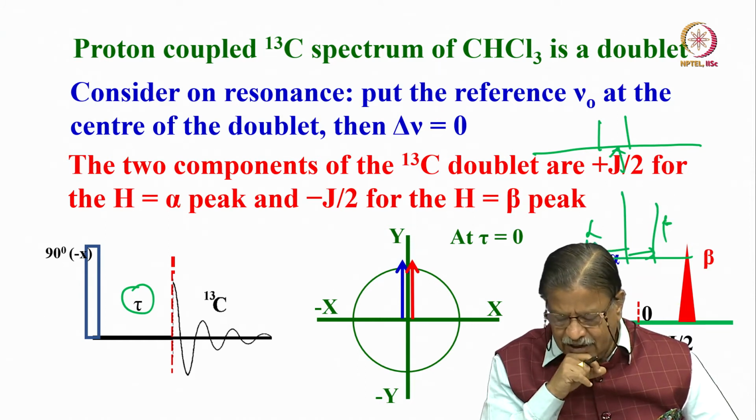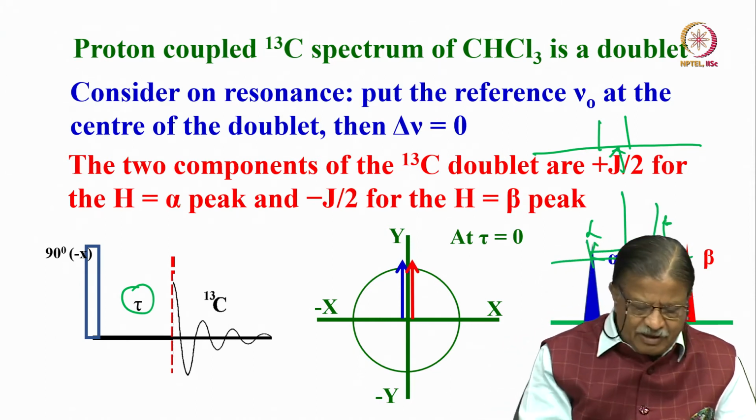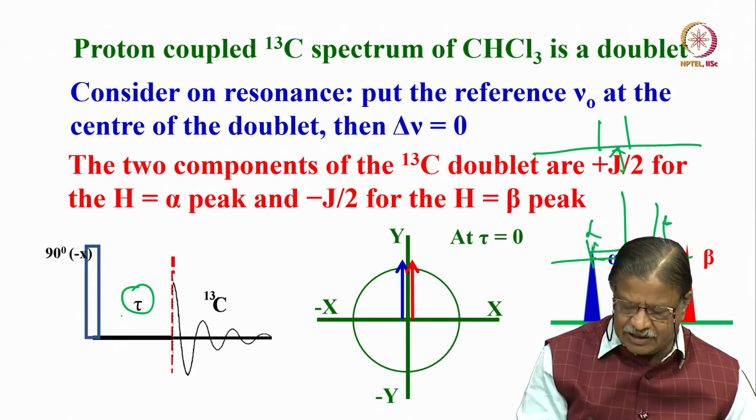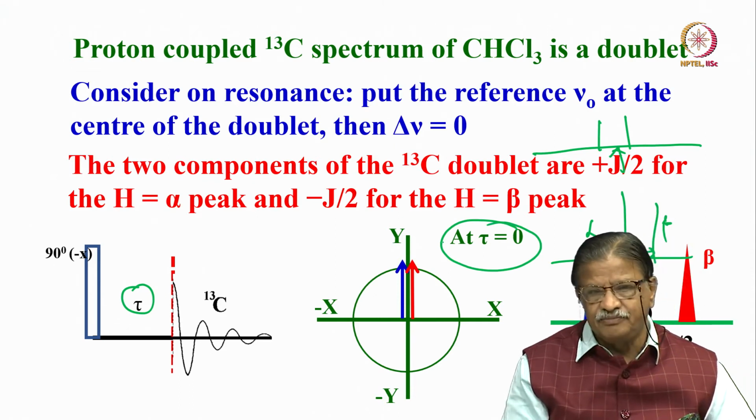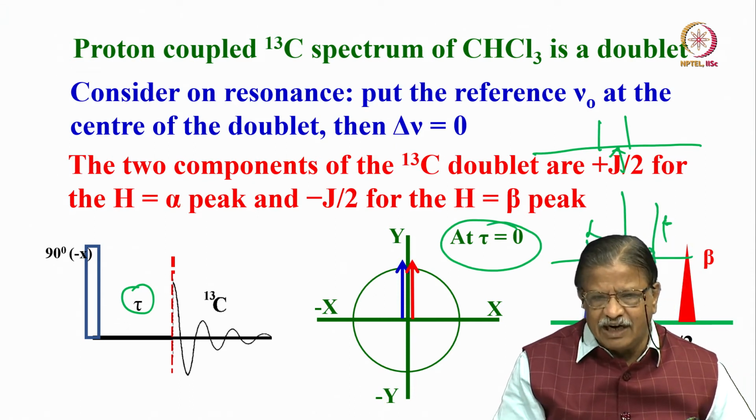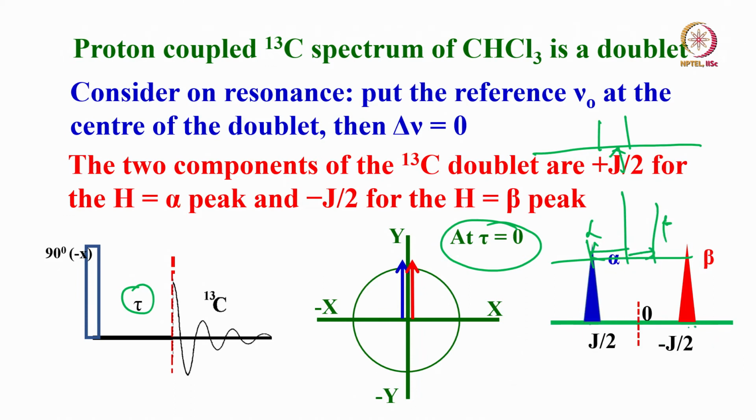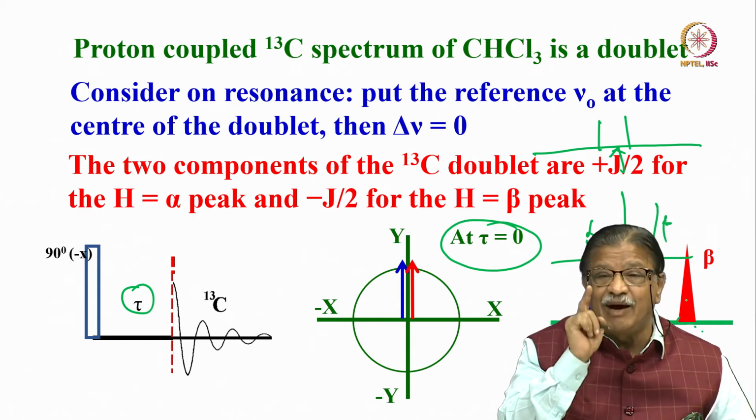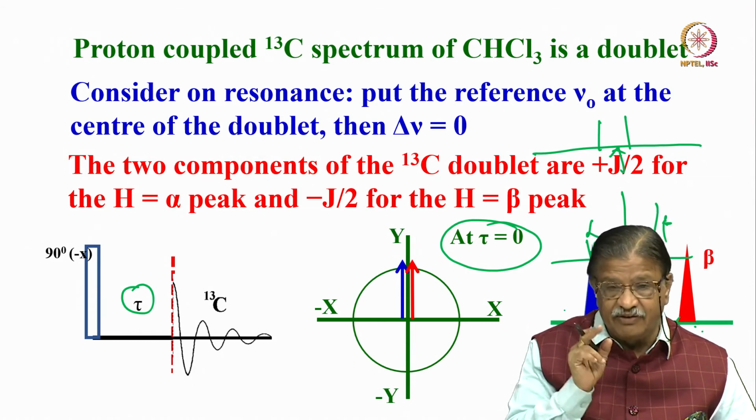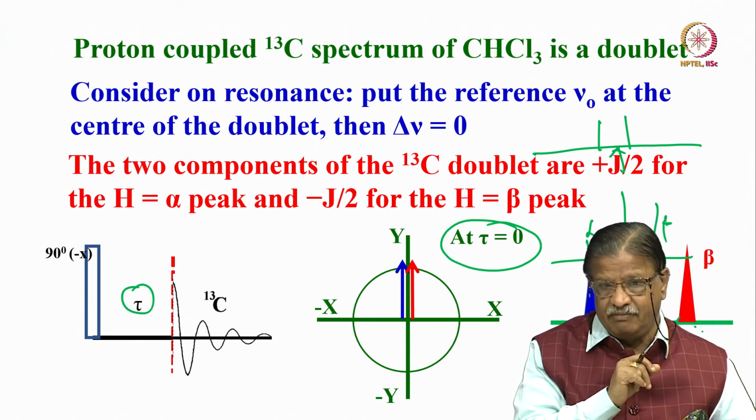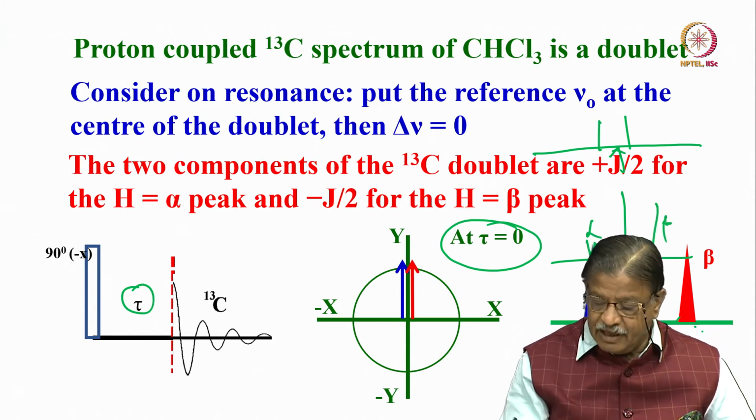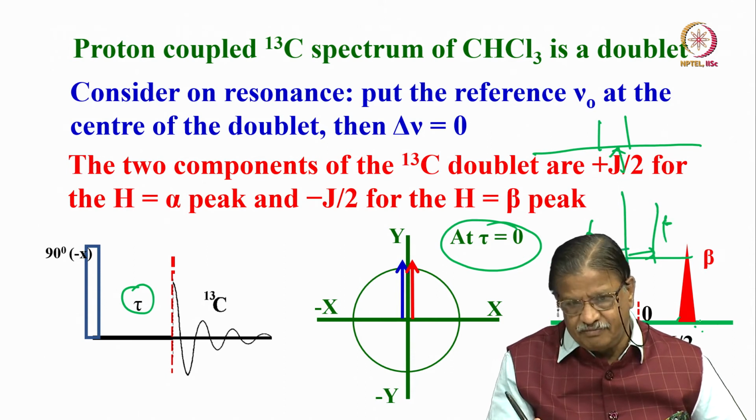Exactly when you apply a delay and start collecting this signal, if I say t is equal to exactly 0, what is going to happen? When you start collecting the signal, both signals will be in phase, and from the center they are separated by J by 2. This is called an in-phase doublet. Both the signals are in phase. It is a J-split doublet, splitting because of the J coupling. So this is going to be a J-split doublet, both in phase.